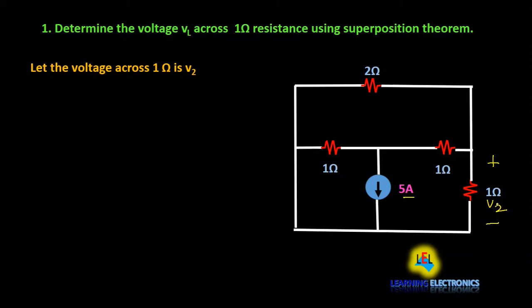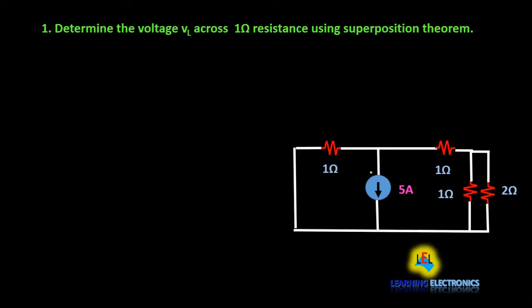The polarity of all the voltage should be same as the original voltage which we have to find out, that is VL. Now let us assume that this node is node number 1 and this node is node number 2. So between these two nodes 2 ohm resistance is connected. So this node is also node number 2 because between these nodes no drop is there. Again this node is node number 2, again this node is also node number 2. So we can connect this 2 ohm resistance between this node number 1 and 2 parallel to this 1 ohm resistance like this. Now the circuit will look like this.